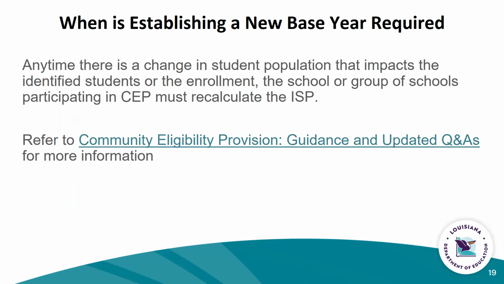So, when is establishing a new base year required? Anytime there's a change in student population that impacts the identified students or the enrollment, the school or the group of schools participating in CEP must recalculate the ISP. And the updated Q&As go into a little more detail. Changes to a student population could indicate a change in the poverty level of the households served by the school and may require an ISP to be recalculated within a four-year cycle.